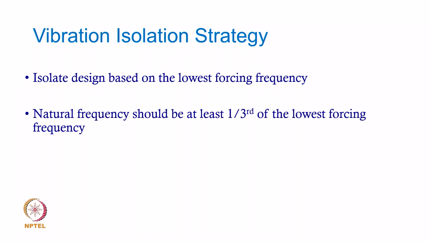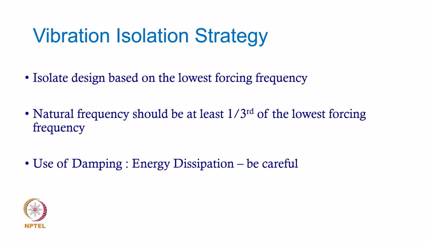And as we have been saying, the natural frequency should be at least 1/3 of the lowest forcing frequency, and that is how for a forcing frequency of 100 radians per second, we have designed the isolators so that the natural frequency of the vibratory system is, let us say, 30 hertz. And although damping is good because it dissipates the energy, you have to be very careful. We have already seen how damping can be problematic for regions discussed in the plot.